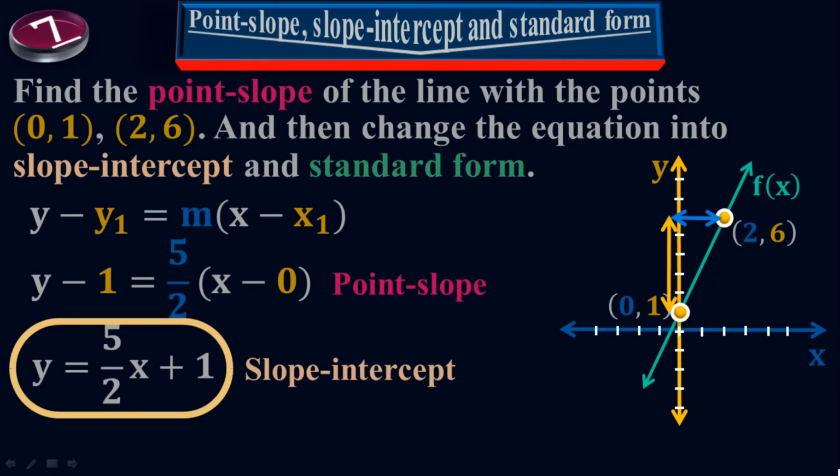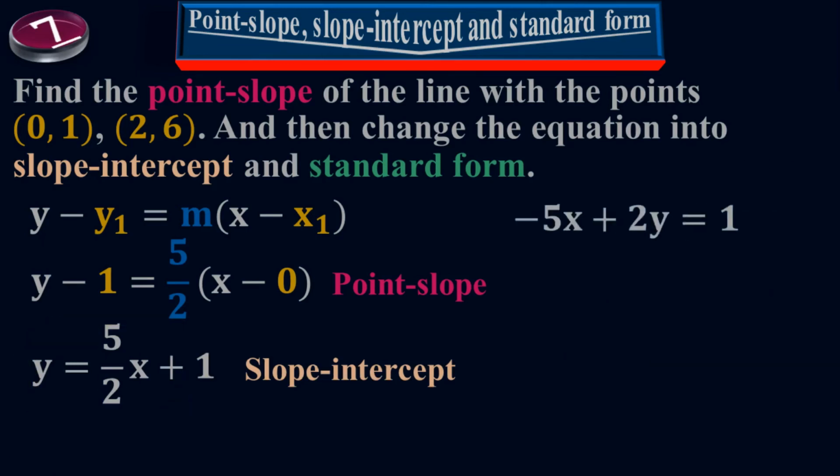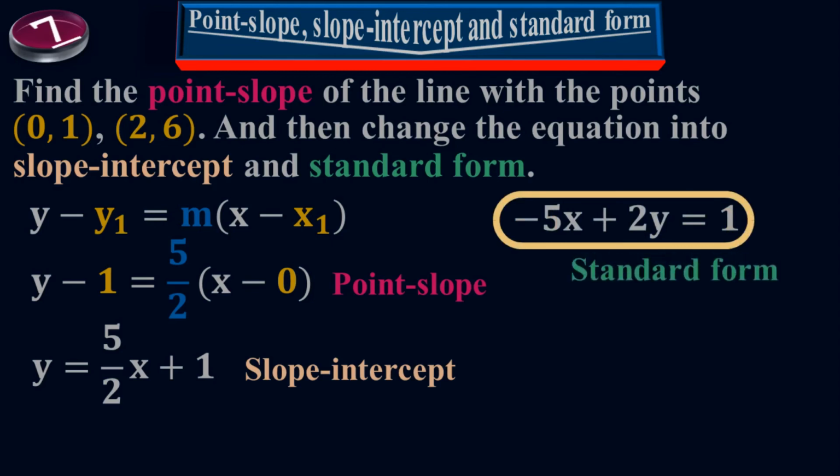And now the standard form. Standard form will be in this shape. This is going to be the standard form of the line. Standard form is in the form ax plus by equals c. So a is -5, b is 2, and c is 1. We first found the point slope form of the line, and then we changed this equation into slope-intercept form, and then into standard form.